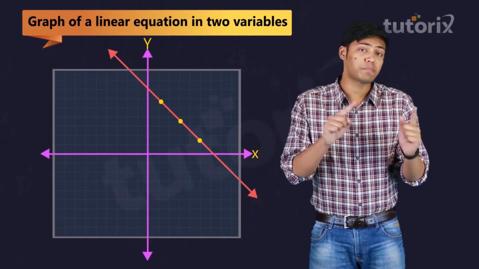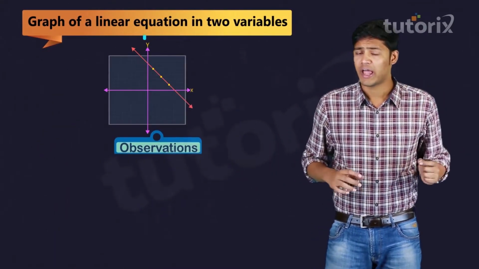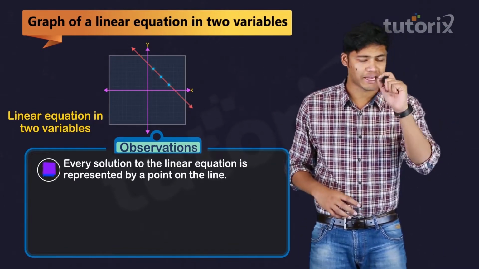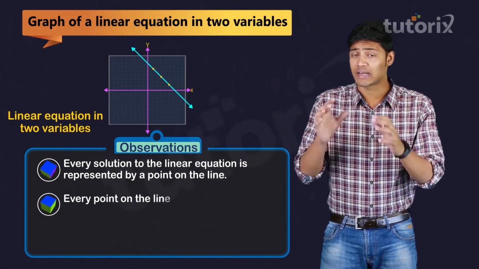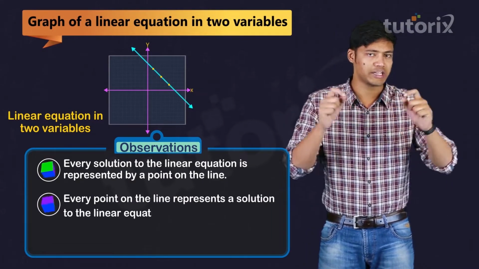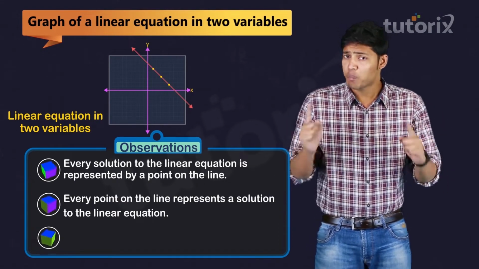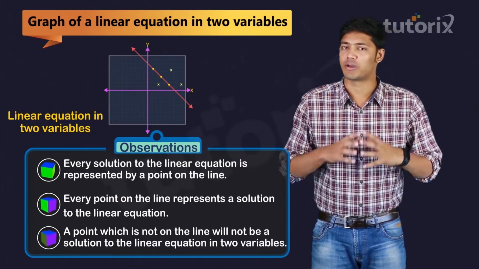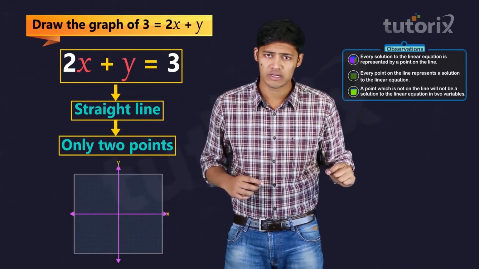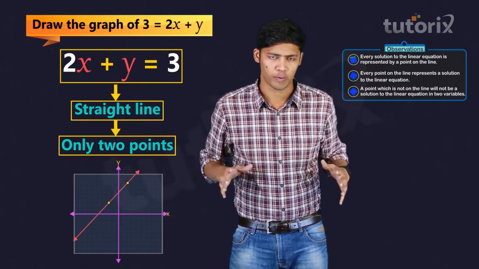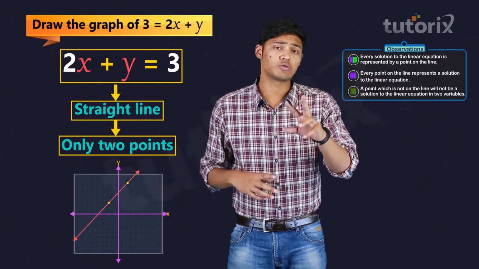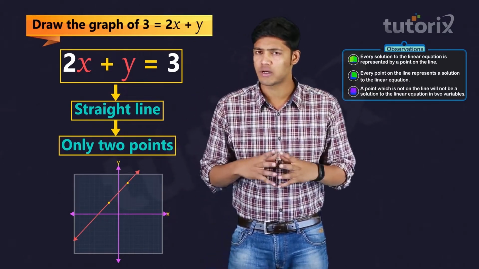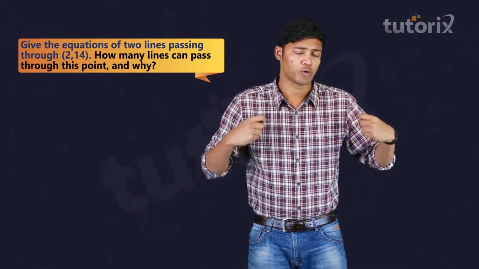It is geometrically represented by a line such that every solution to the linear equation is represented by a point on the line, and every point on the line represents a solution to the linear equation. Finally, a point which is not on the line will not be a solution to the linear equation in two variables, since we need only 2 points to find a unique line passing through those 2 points. So, we have to find 2 solutions, and that would be enough to draw the graph of this linear equation in two variables. And what's given and what we have to find.